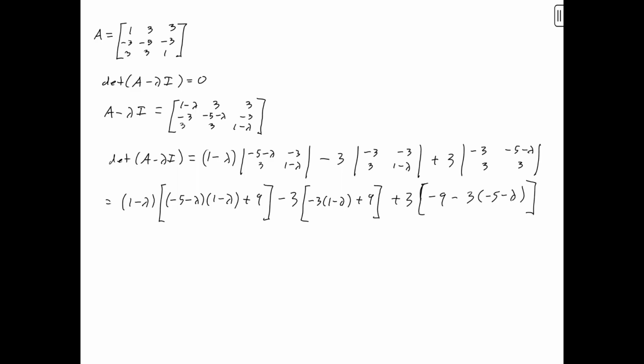Then you have to multiply this all out and simplify, and the process gets long and drawn out, but at this point it's just a lot of algebra. But if you do all of this, you get negative lambda minus 1 times lambda plus 2 squared. Which means that our eigenvalues are lambda equal 1 and lambda equal negative 2, but this one is repeated.